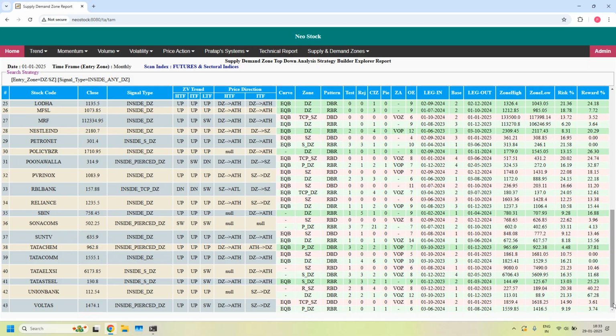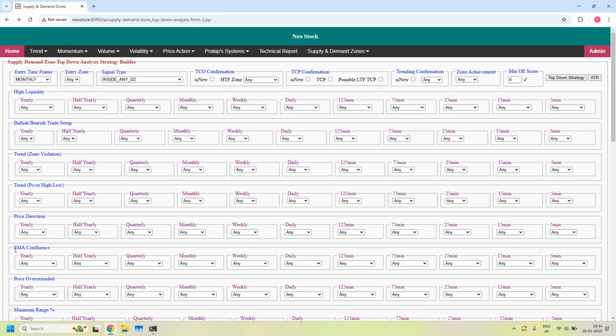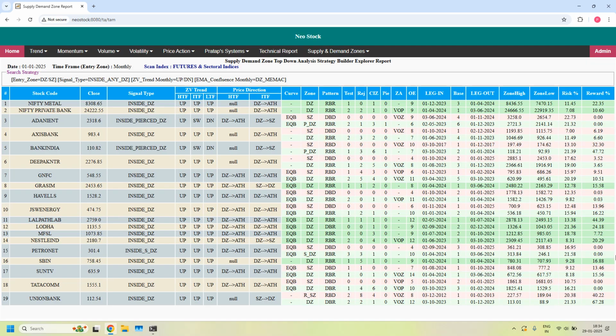So total 43 stocks are filtered. Now we can further filter this list by setting the high probability parameter EMA confluence. In the EMA confluence at monthly time frame, I am setting the filter monthly demand zone having monthly EMA confluence. And the trend on monthly time frame is either up or down, but not sideways. Let's filter. Now the list has come down to 19 from 43 stocks. These 19 stocks are filtered, and these 19 monthly demand zones are having monthly EMA confluence.